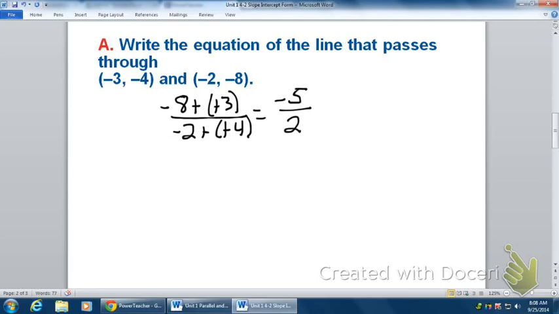Hey, it's supposed to be y minus y, you not y minus x.